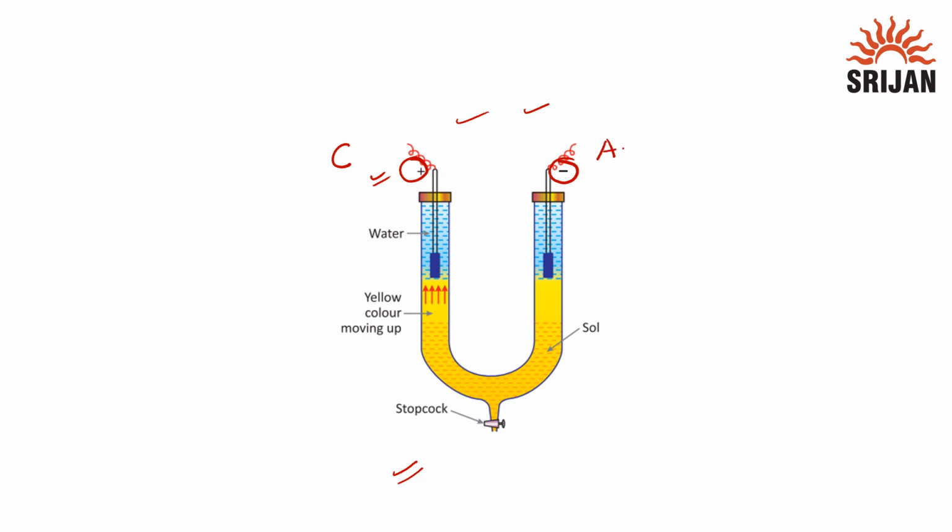We also know that colloidal particles carry charges. So the charge on colloidal particle can either be positive or negative. If the colloidal particles carry positive charge, they will move towards the negative terminal, that is anode. And if the colloidal particles carry negative charge, they will move towards the positive terminal, that is cathode. This is because unlike charges attract each other. And as colloidal particles carry charge, they will move towards the oppositely charged electrode when an EMF is applied over the colloidal solution.